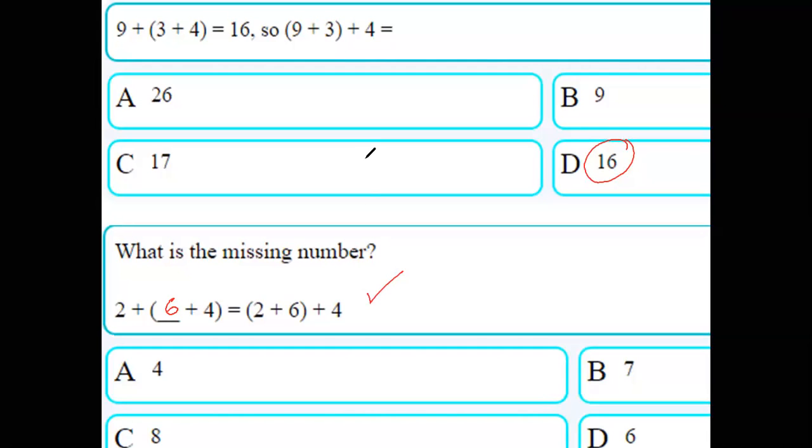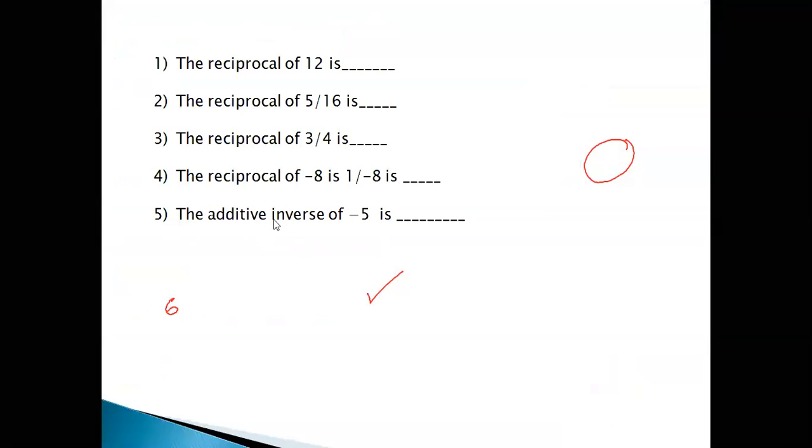Okay, so seems like I have given only associative questions. Let's go to these things. Yeah, the final set of questions. What is the reciprocal of 12? 12 by 1, isn't it? Reciprocal is nothing but flipping the fraction, or else writing the answer as 1 divided by the original number.